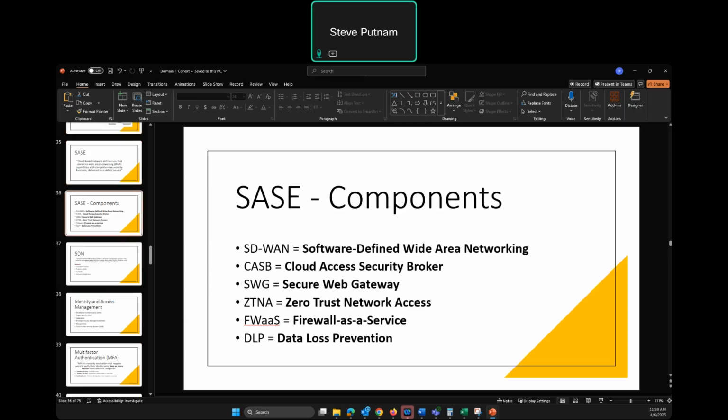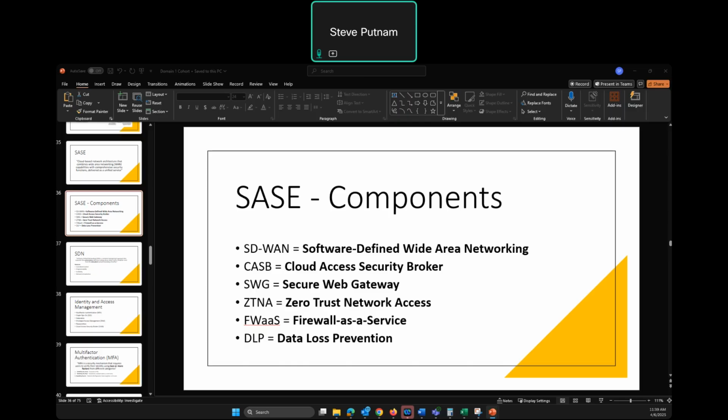So what are the components? Let's look at that. So you have SD-WAN, which is software-defined wide area networking, cloud access security broker, secure web gateway, zero trust network access, firewall as a service, and data loss prevention. So each one of these, I'm going to go through each one of these definitions quickly so we can stay on the same page, but it's a wide range of security and network technologies in one framework, essentially.